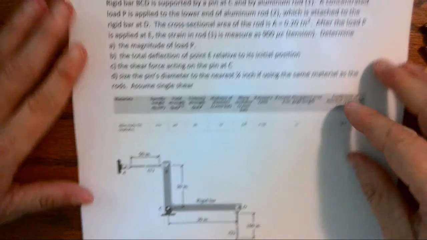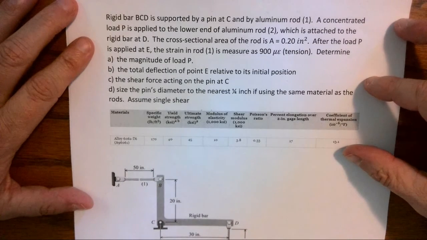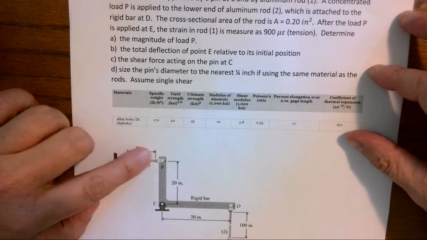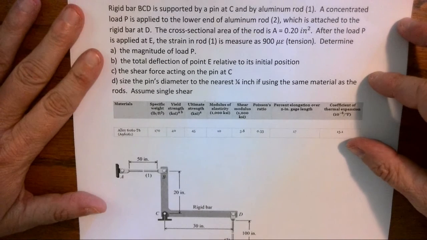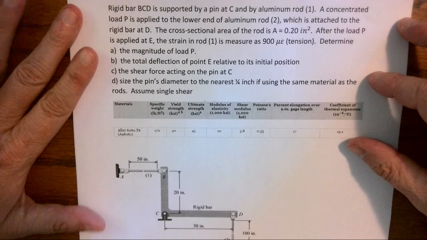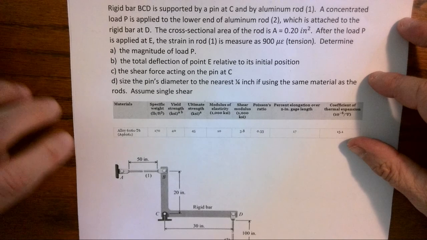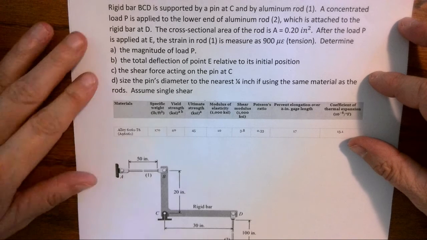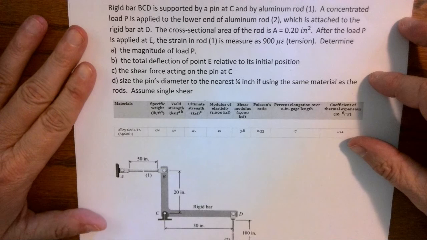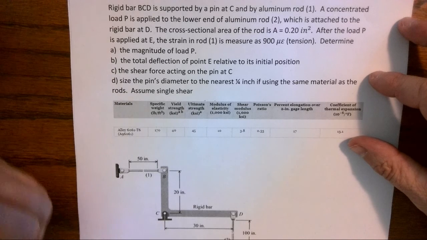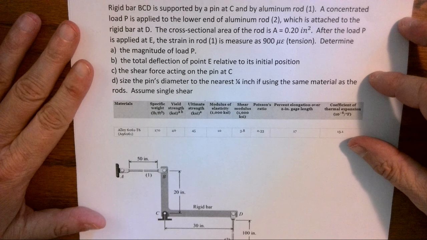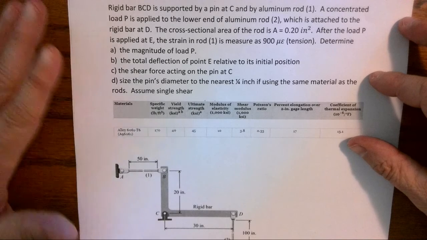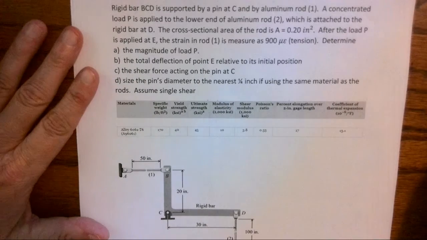Okay, we have a rigid bar BCD, which is supported by a pin at C and an aluminum rod 1 from A to B. We're going to apply a concentrated load to the lower end of aluminum rod 2, which we're going to call DE, which is attached to the rigid bar at D. Then it gives us the cross-sectional area of the rods, both of them. After the load is applied at E, the strain is measured in rod 1 as 900 microstrain. Determine P, the total deflection of E, the shear force acting on the pin at C, and size the pin, assume single shear. Okay, so we have a lot going on here.